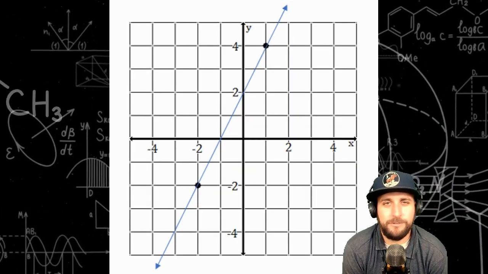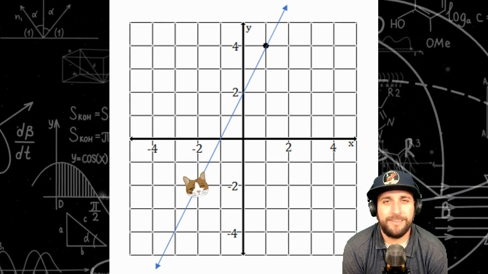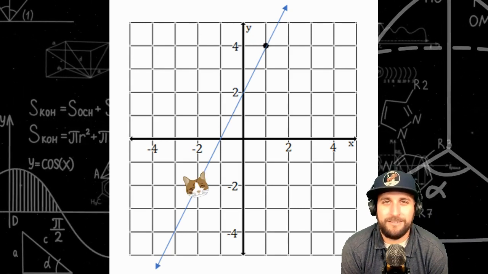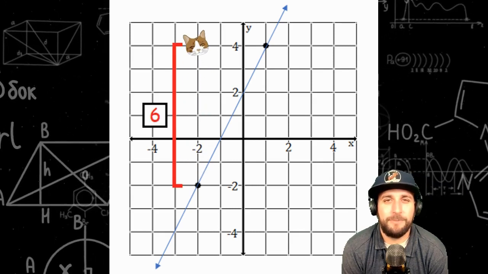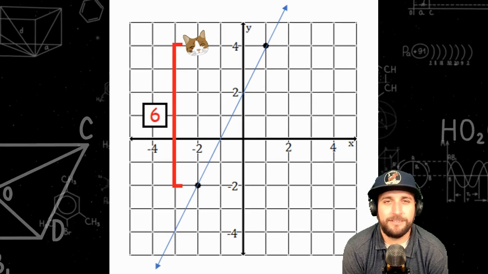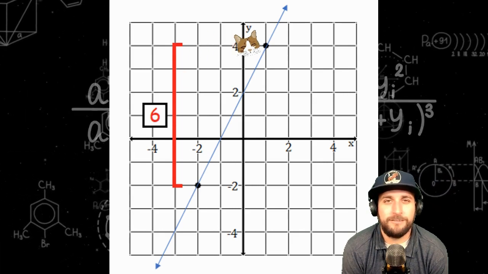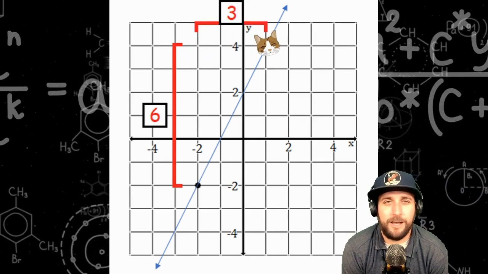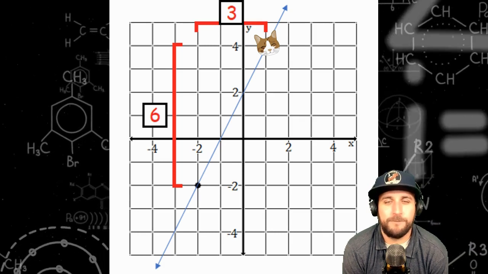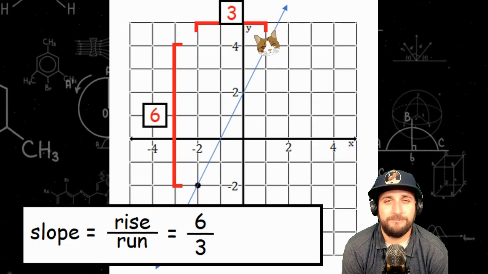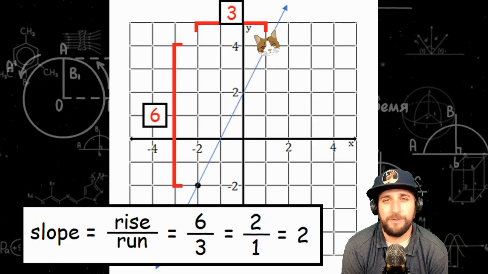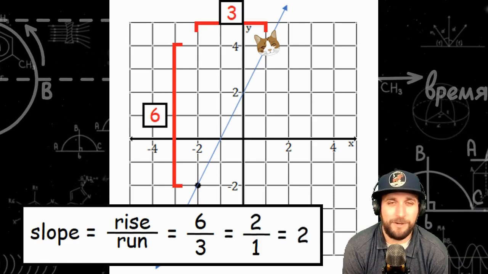On example 2, to get from this point to this point, first my rise, I went up 1, 2, 3, 4, 5, 6 spaces. So I went up 6, and I went forward 3. So that's up 6, forward 3. So my slope is 6 over 3. Reduced, my slope is 2. If you want to write your slope as 2 over 1, that's perfectly fine.